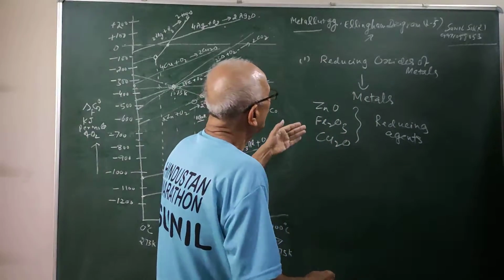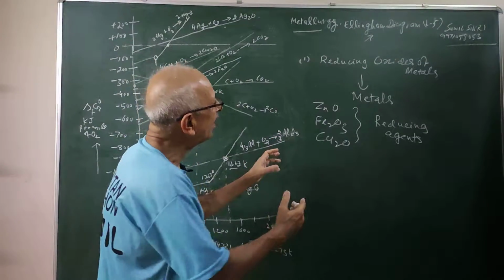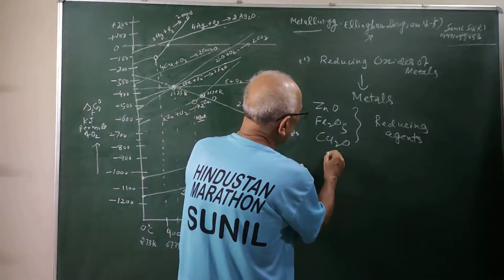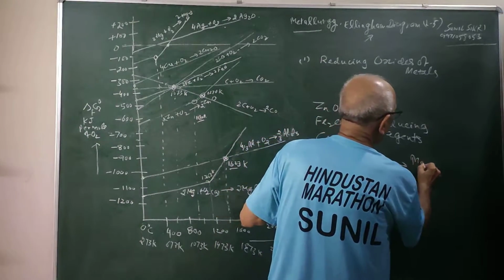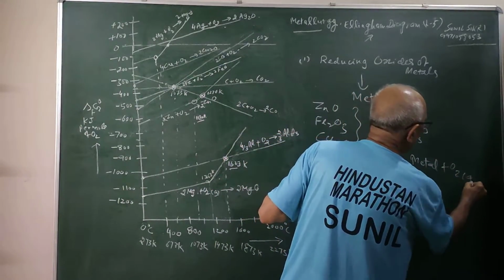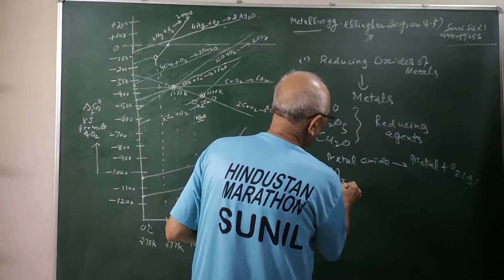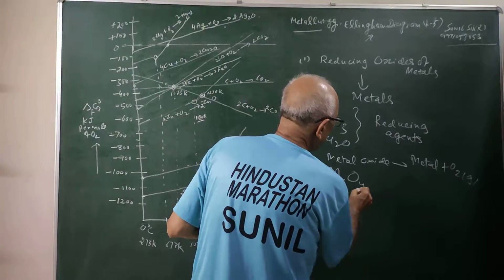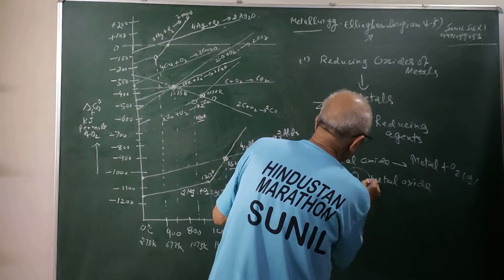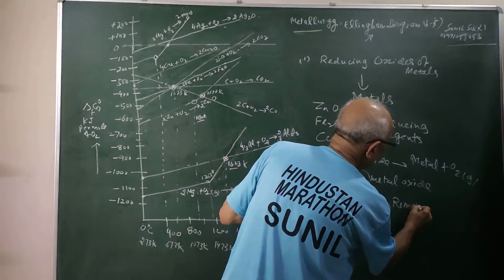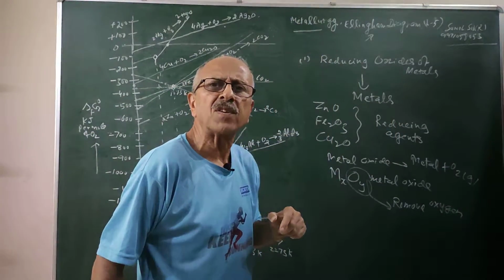See, these oxides have negative values of delta G0 of formation, but we want to dissociate them. We want to dissociate the metal oxides into metal plus oxygen. So we want to remove the oxygen from the metal oxides. Supposing this is my metal oxide, and I want to remove this oxygen. Direct heating needs very high temperature, which is not possible.